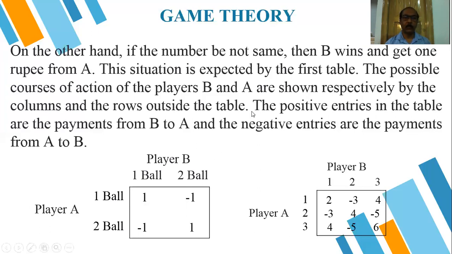By the columns row outside the table. The positive entries in the table are the payments from B to A. If the positive entry is there, that means B has to pay that much value to A. If it is a negative value, then A has to pay that magnitude to B. And the negative entries are the payments from A to B. Only the value, not with the sign.